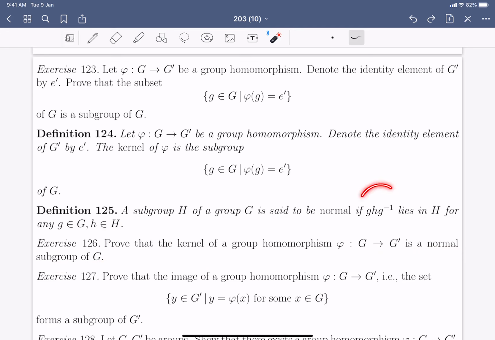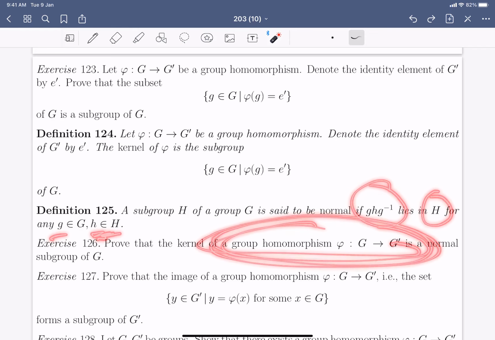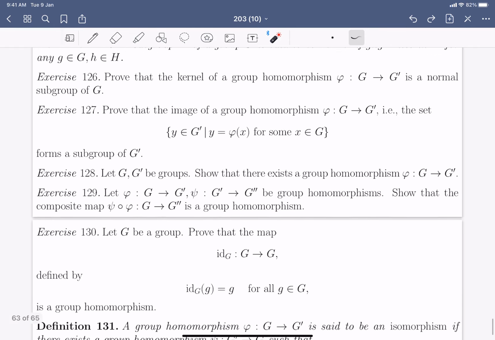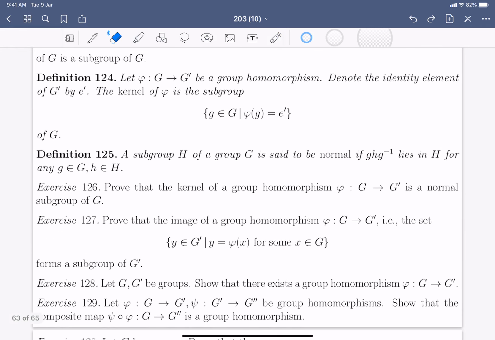So you need to verify that g h g inverse lies in H. If you denote the kernel of a given group homomorphism by H, then g h g inverse lies in H for all g in G and for all h in H. This is something that you need to do.